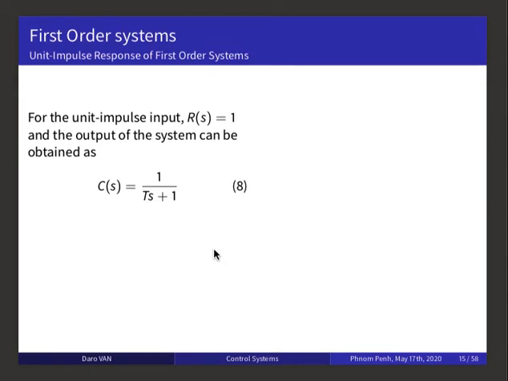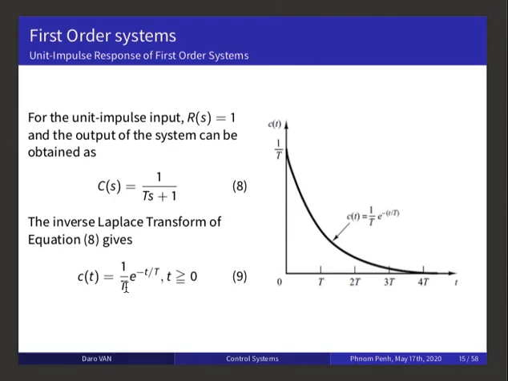Next, we'll consider the unit impulse response of the first order system. For the unit impulse input, Rs equals 1, the output of the system can be obtained like this by substituting Rs equals 1 in the transfer function, and then Ct can be found. This basically means that as t approaches infinity, this term will go to 0. It is very obvious.